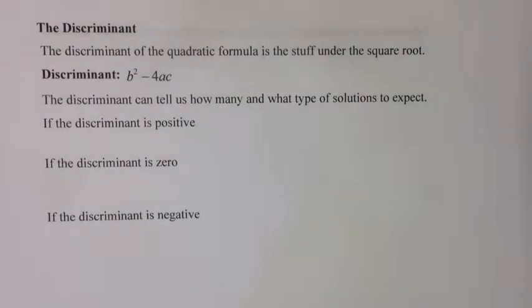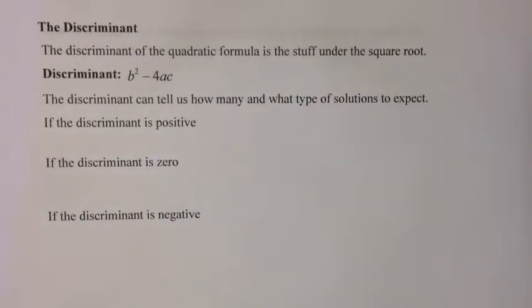Now we're going to take a look at the discriminant. The discriminant of the quadratic formula is the stuff under the square root. So it's b squared minus 4ac. The discriminant can tell us how many and what type of solutions to expect. It's called the discriminant because it lets us discriminate between different types of quadratic equations.